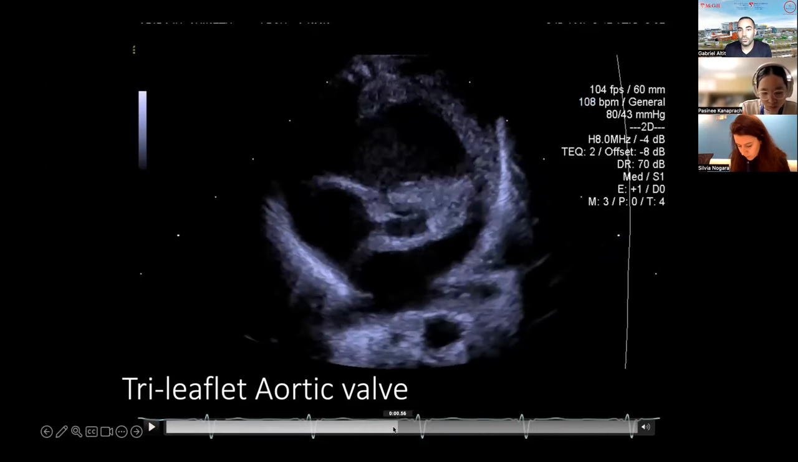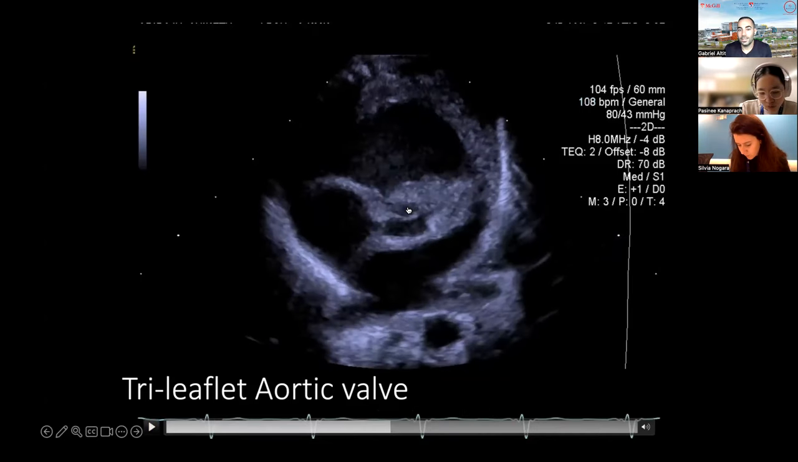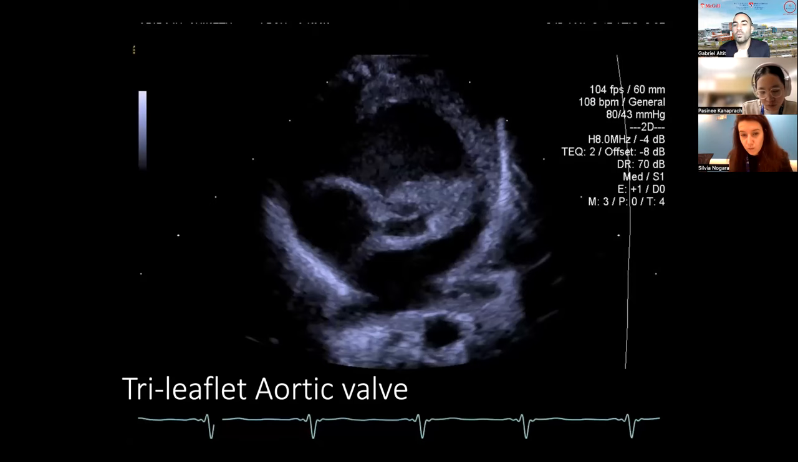Versus if you just show like this, I see there's three cusps, but I don't know if some of them are fused and they just open as a bicuspid valve. Because most bicuspid valves are functionally bicuspid, but they're anatomically with three leaflets. It's just there's two leaflets that are stuck together. So like this, you're not proving to me that this is not a bicuspid. And why is it important to not miss bicuspid? It's that they can develop aortic stenosis.